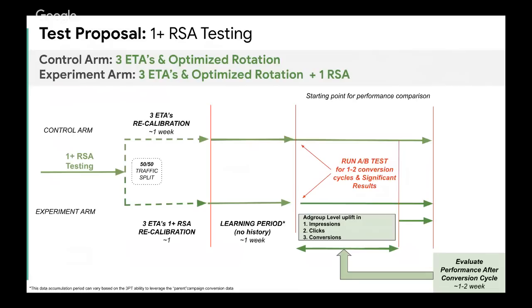Now, to get proper results, we need to give the system enough time to calibrate, learn, and evaluate the performance. So what we recommend is a 50-50 traffic split, 1 week of calibration, 1 week of learning, and then 1 to 2 conversion cycles. A conversion cycle is the average time between a click and a conversion. So if you don't know the specifics of your conversion cycle, a good rule of thumb is to let it run for roughly 3 weeks and then see if we've got enough data to see significant results.